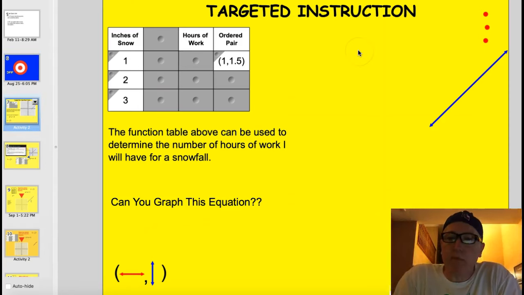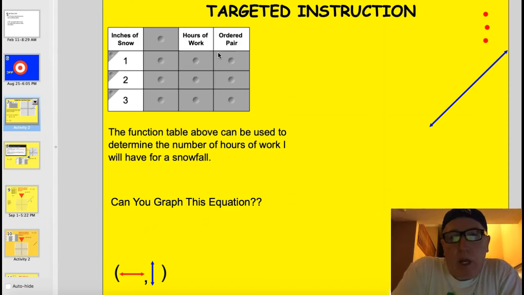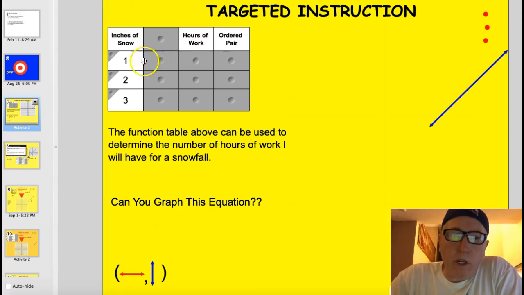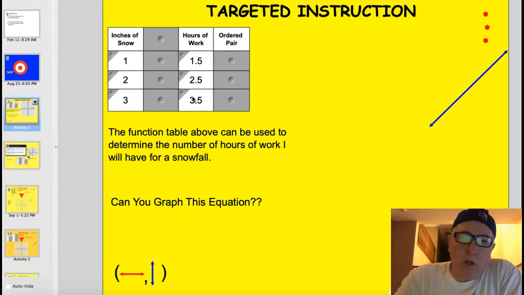Let's take a look at a real life problem just to start with. First of all, many of you know that I plow snow, and so this little function table I've made here can help me figure out how many hours of work I'll have to do for a given snowfall. So if I have 1 inch of snow, I generally have to work 1.5 hours. If I have 2 inches of snow, it's about 2.5 hours. 3 inches of snow, 3.5 hours.